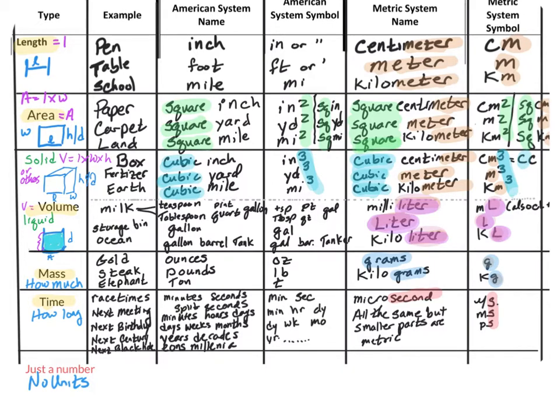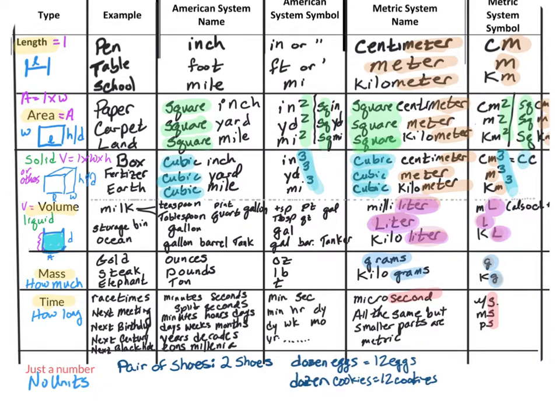So if I told you that I have a pair of shoes, that would tell me that I have 2 shoes. If I say I have a dozen eggs, that means there are 12 eggs. Yet if I say I have a dozen cookies, that means there are 12 cookies. So the dozen means 12, but it doesn't tell you of what.